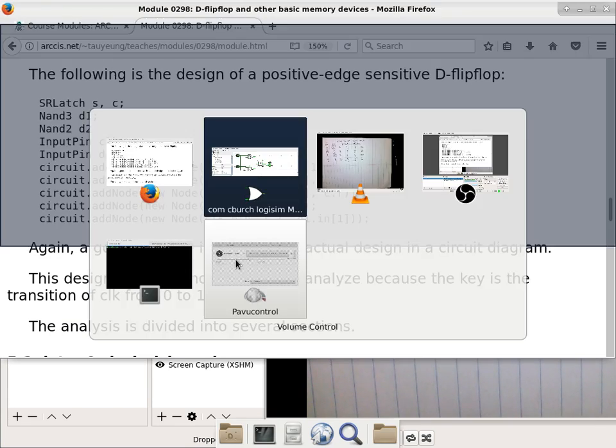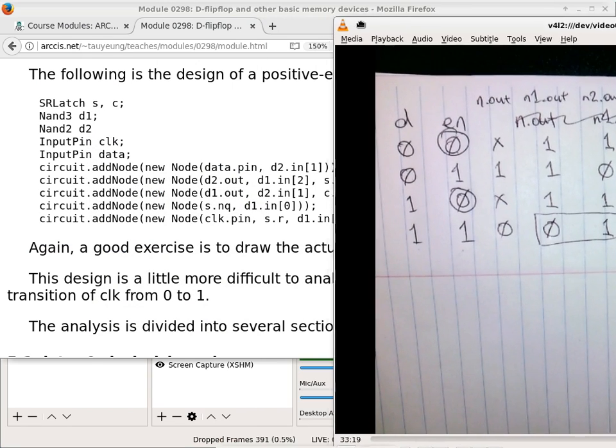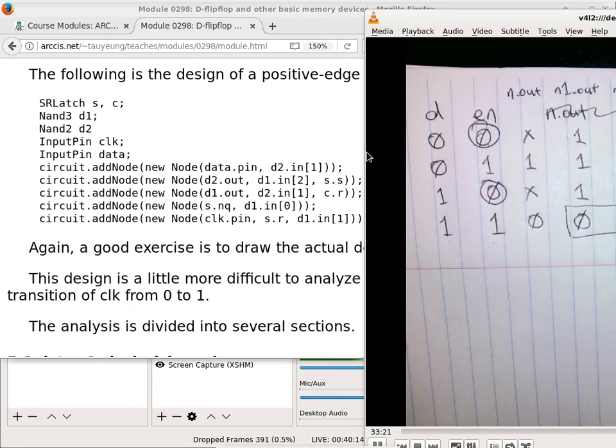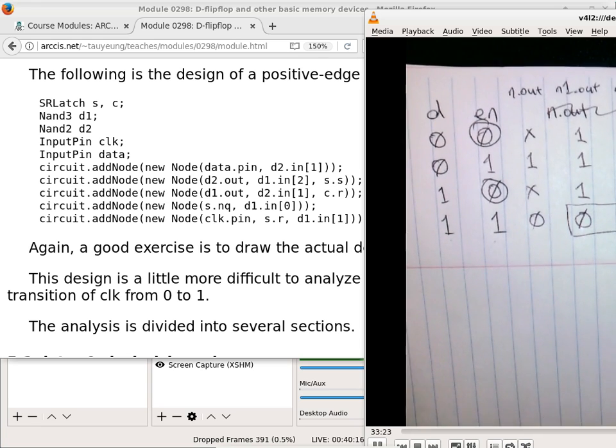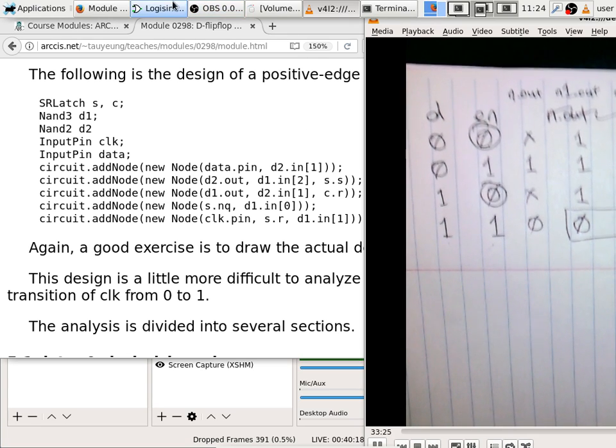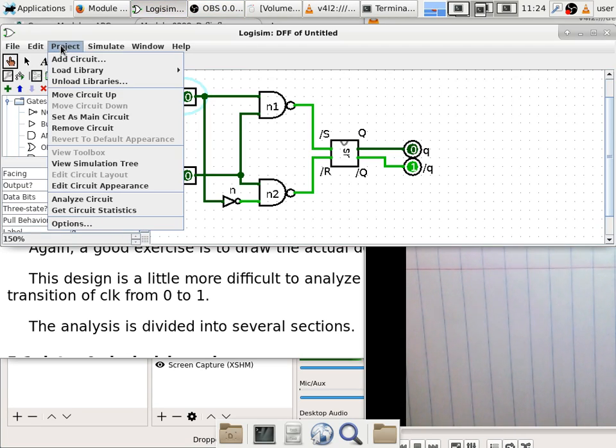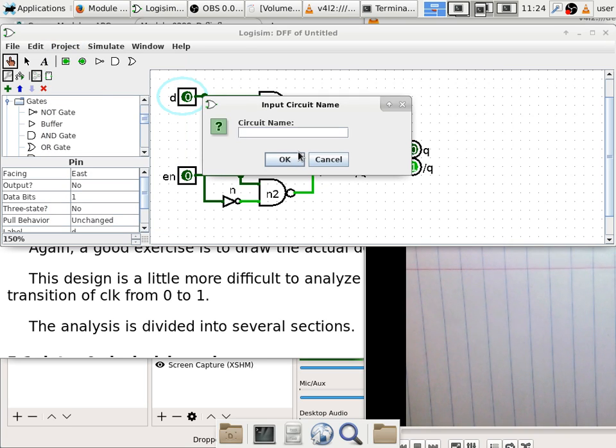So we have this, and let's draw this one. Well, I do want to run it, so let's do it in Logic. This is a clock sensitive D flip-flop. Okay.